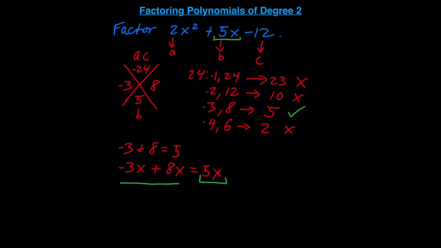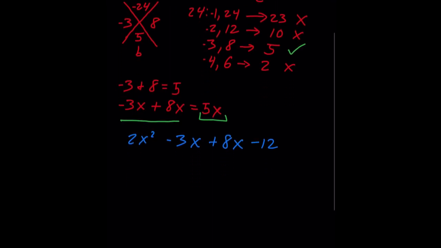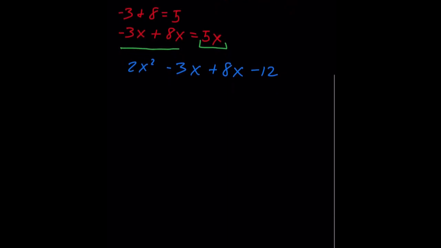We're going to take the original expression. We're going to write down the 2x squared and the minus 12. We're not messing with those. Those are staying as is for now. And now we're going to take the original 5x and split it into a sum of negative 3x plus 8x. Because now we can do something else called factor by grouping. So from this step, we're going to do exactly that. We're going to factor by grouping.